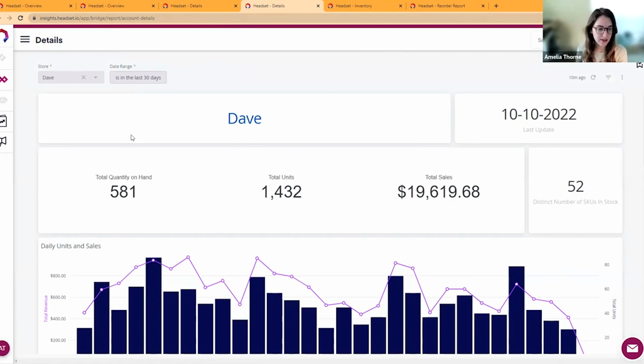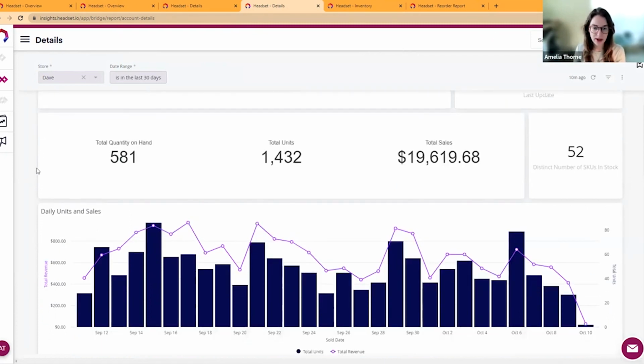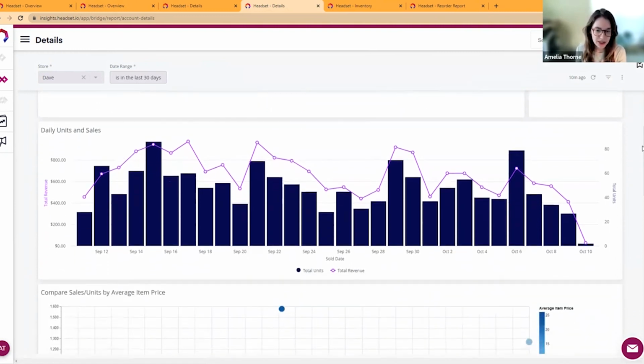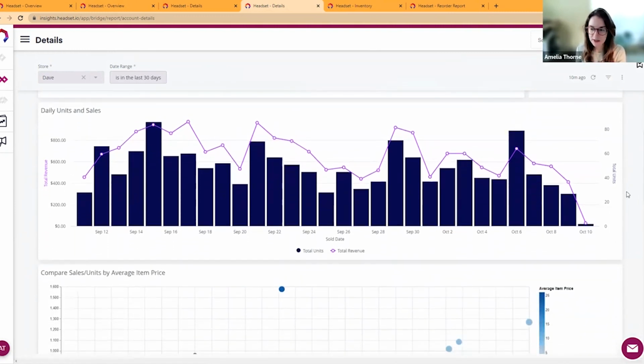And within this information, we can see how many units we have on hand, how many we've sold in the last 30 days, total sales, how many units are in stock here. Daily units and sales is great to get an idea for over time, what does your sales trend look like? So in terms of total units and revenue, you might see a trend of some peaks and valleys.